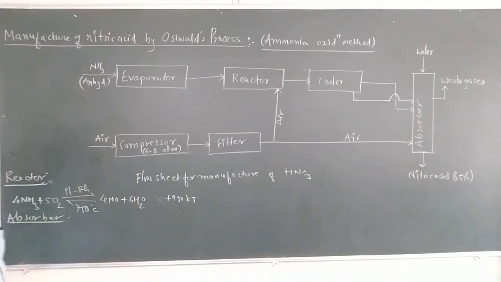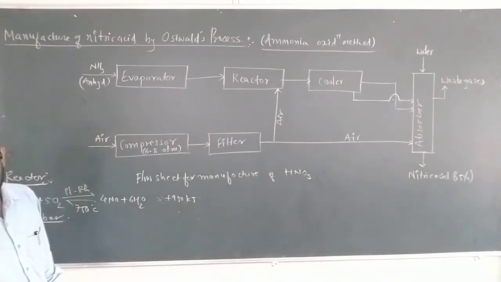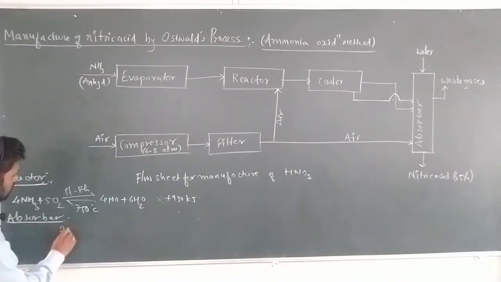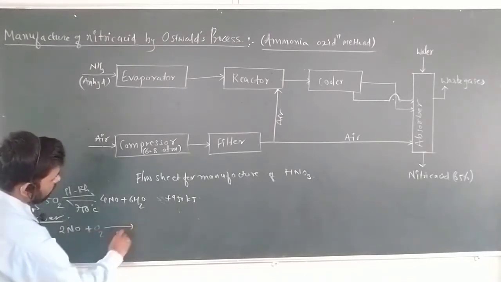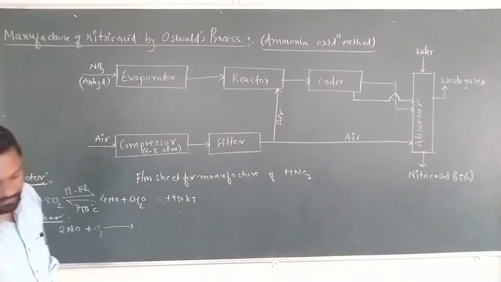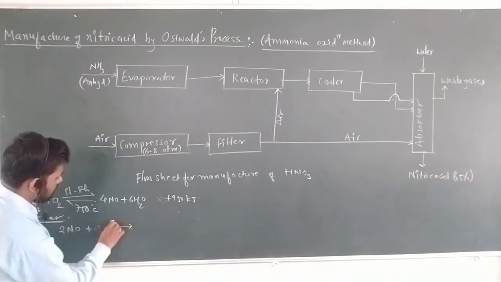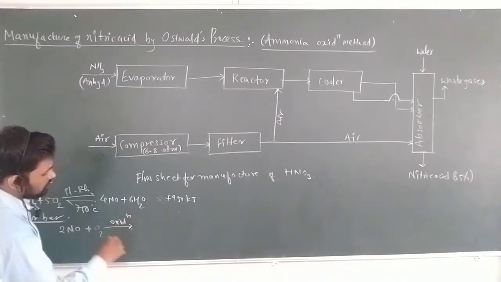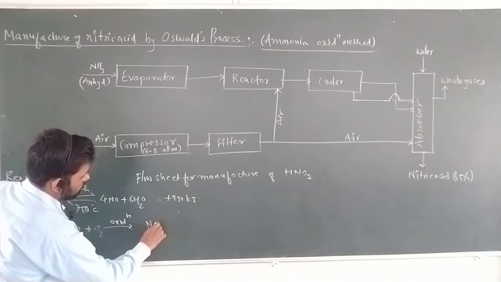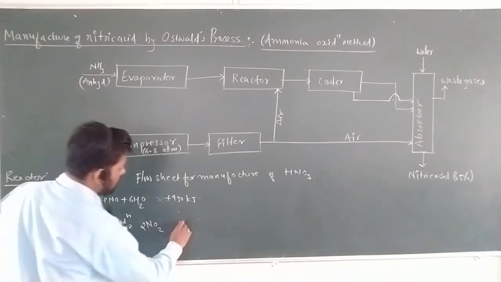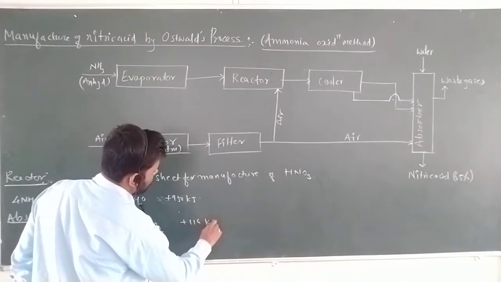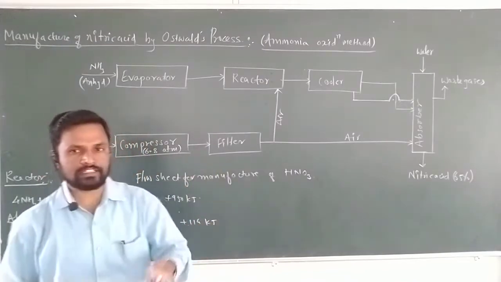Two types of reactions are carried out. First, two molecules of nitric oxide react with oxygen, an oxidation reaction, and form nitrogen dioxide, with evolution of plus 114 kilojoules of heat. Which means in the absorber, actually two reactions take place.